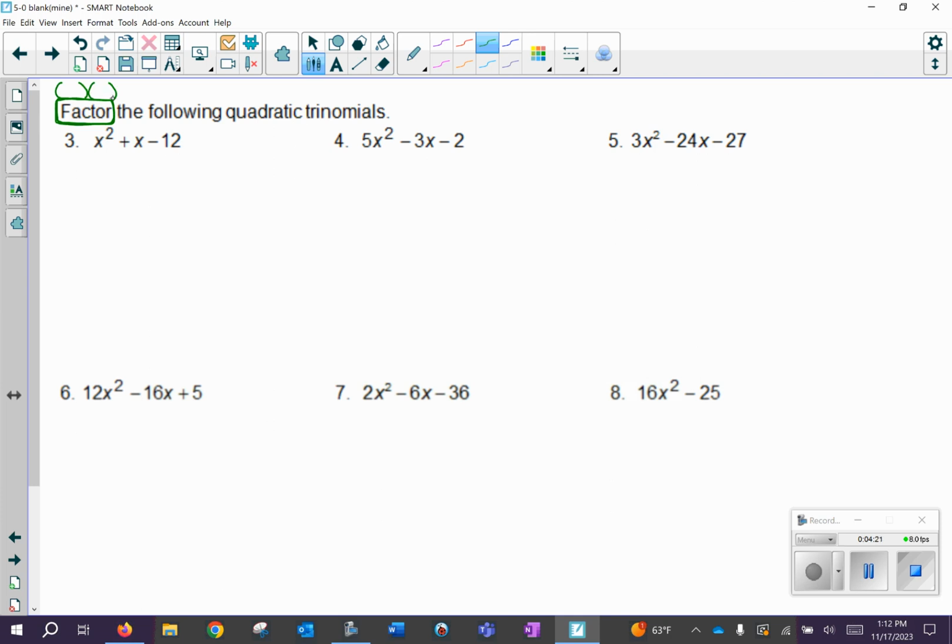Sets of parentheses. All right, let's do number 3 with our shortcut. So the shortcut is going to be the following.